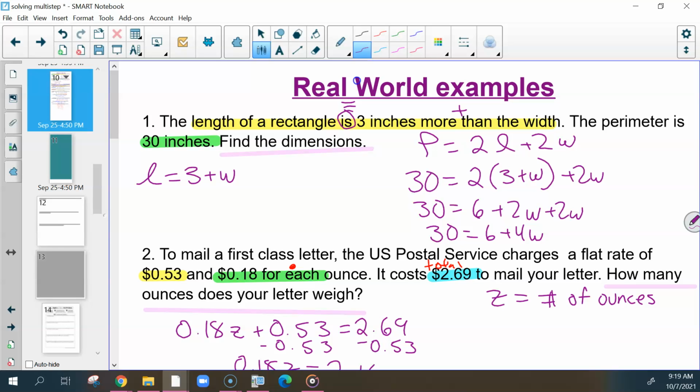And then after that, it's like a normal equation that you can solve. So subtract 6 on both sides. And then divide both sides by 4. 6 what? Inches. And then to get the length, well, we know it's 3 inches or 1... So you would just put 6 back in, and because it's 3 plus, L would equal 9.